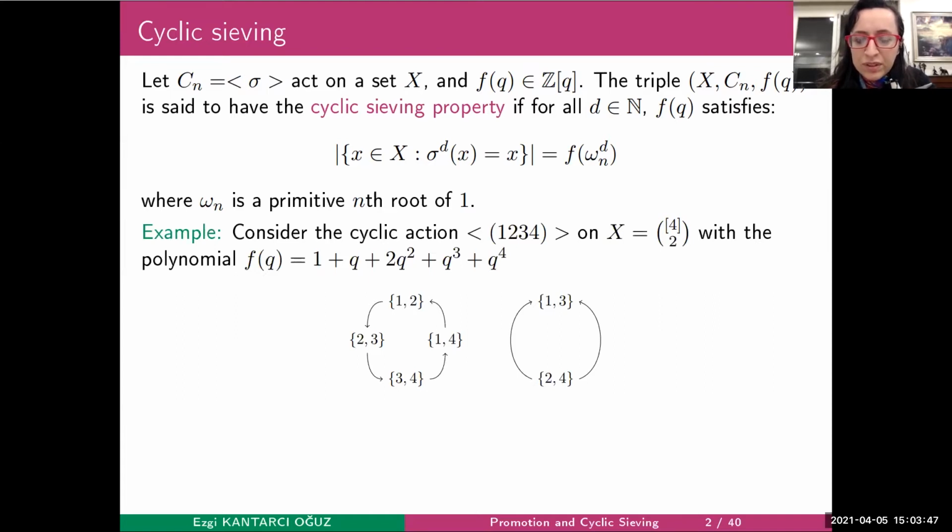So let's think of the cyclic action on two element subsets of the first four numbers. So a perfectly nice set. And if we act with the cyclic rotation, then we get these two orbits, one orbit of size 4 and one orbit of size 2. And then we'll consider this polynomial, 1 plus q plus 2q squared plus q cubed plus q to the 4.